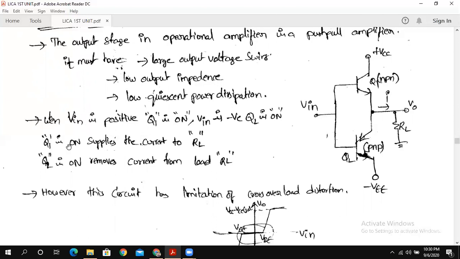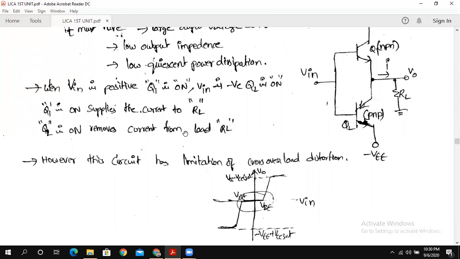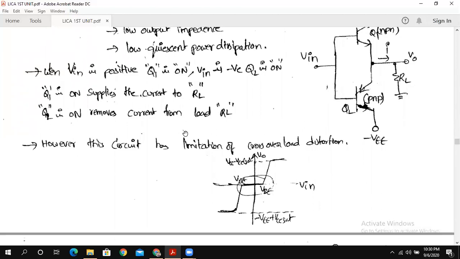When Q1 is on, Q1 supplies the current for the RL resistor, and when Q2 is on, Q2 supplies the current for the load resistor RL. In this way, it provides an amplified output. However, this has a drawback, that is, the limitation is crossover distortion.